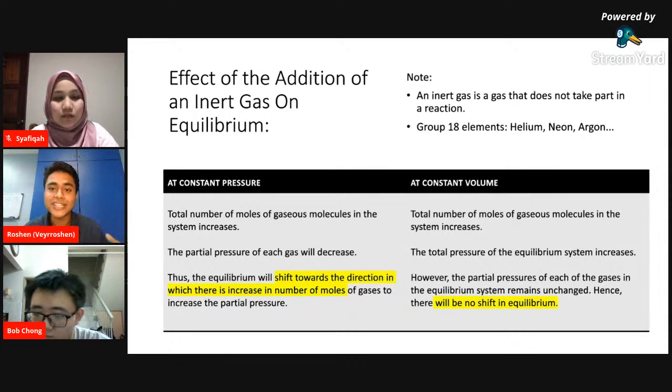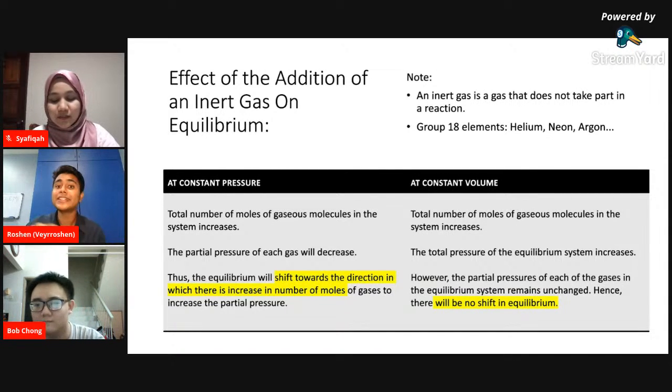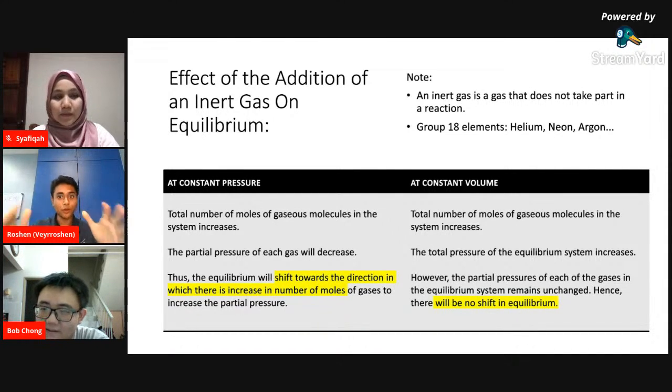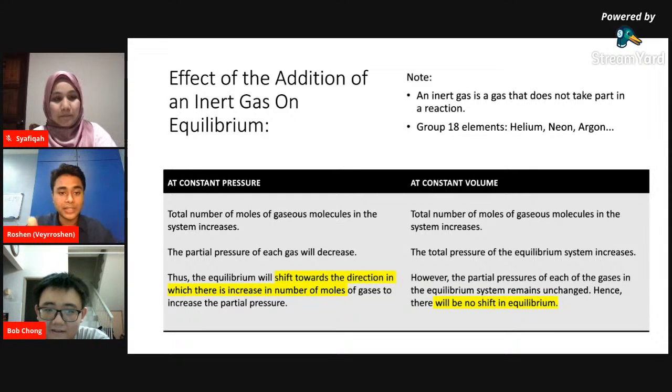Whichever direction there is an increase in the number of moles. If here there is an increase in the number of moles of that gas, it will shift to that direction, because it wants to increase the partial pressure there. So when it increases the partial pressure there, then both sides' partial pressure will be in balance. So then you will get an equilibrium again. Okay, so I hope you all kind of understand. If you all want to know this even further, you can do some research also. It's really interesting to know.